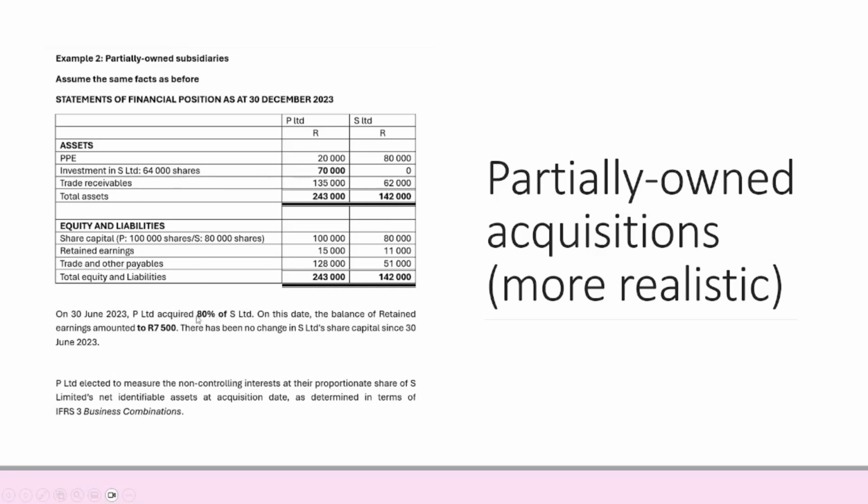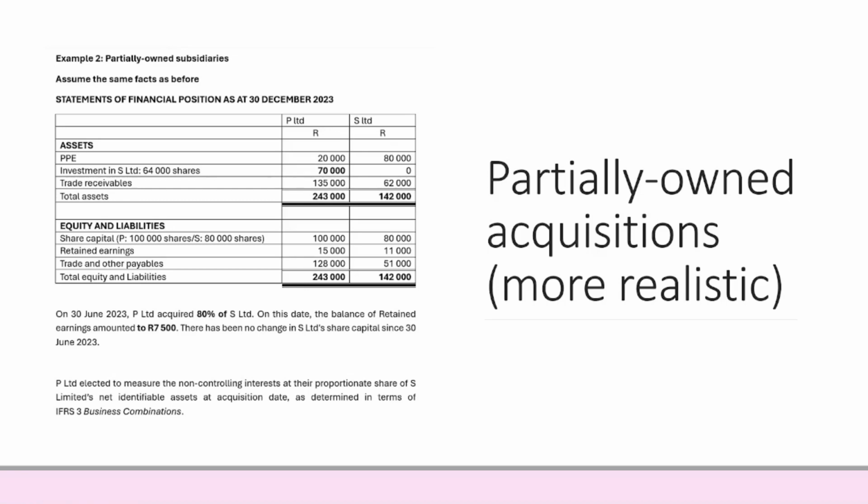So in a normal test and exam, I wouldn't have told you that P acquired 80% of S. I would have left you to deduce that because S has 80,000 shares, of which we bought as P 64,000 shares. So 64,000 divided by 80,000 gives you 80%. So I wouldn't have told you that. But yeah. And on this date, the balance of retained earnings was now 7,500. Again, there's been no change in S's share capital since acquisition.